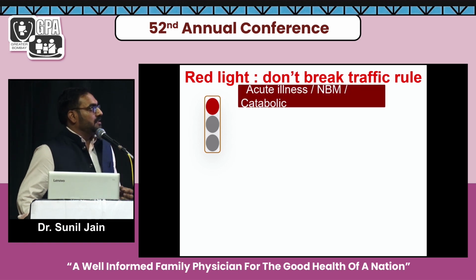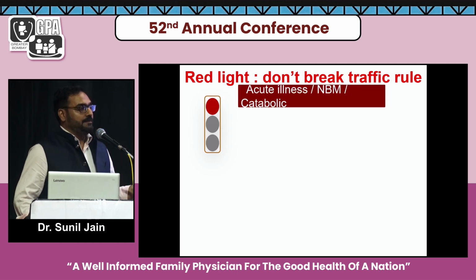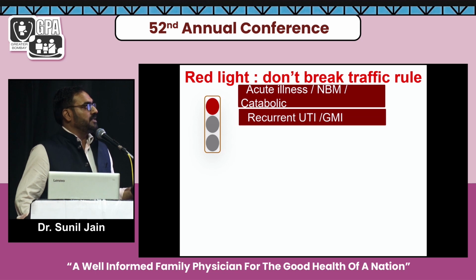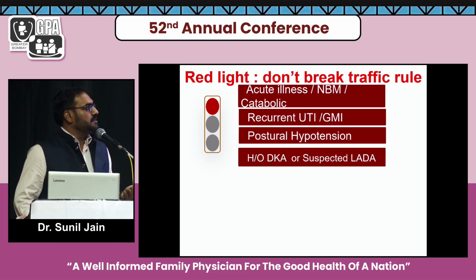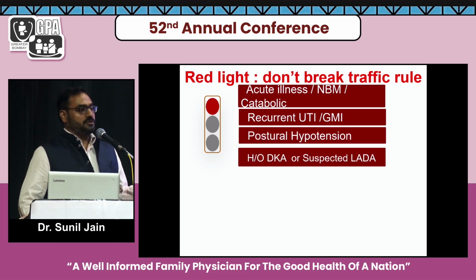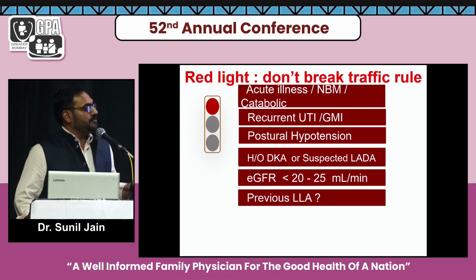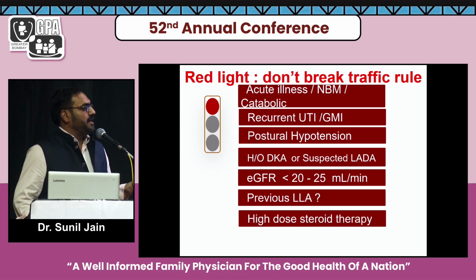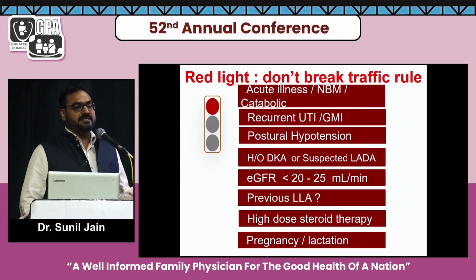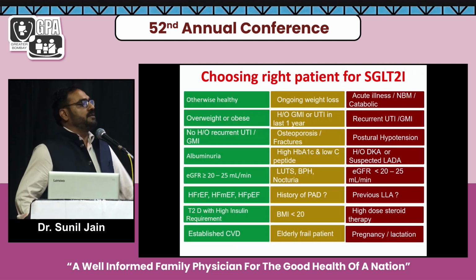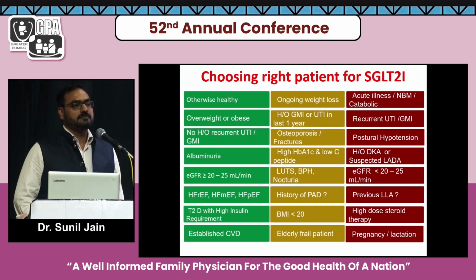Red light, it's an alert, a red flag: acute illness, NBM, catabolic state, recurrent UTI, postural hypotension, history of diabetic ketoacidosis or suspected LADA patient, eGFR less than 20 to 25, previous history of lower limb amputation, high dose steroid therapy, and pregnancy and lactation. So you are supposed to avoid it. In a nutshell, this is a slide for you.